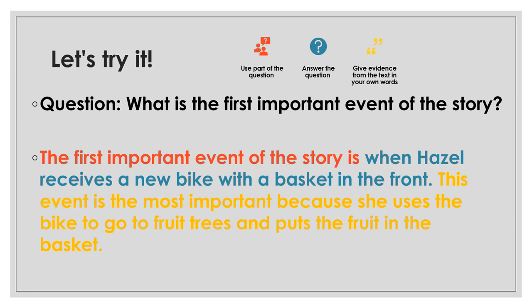The first important event of the story is when Hazel receives a new bike with a basket in the front. This event is the most important because she uses the bike to go to fruit trees and puts the fruit in the basket. So I did all 3 steps, and this is information that I gathered from the text. Keep working hard, and remember the 3 steps. Use part of the question, answer the question, and give evidence from the text in your own words.